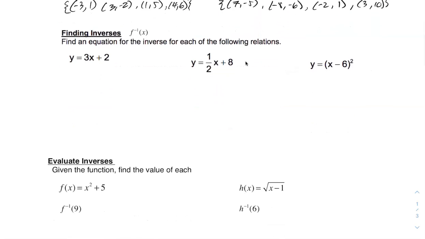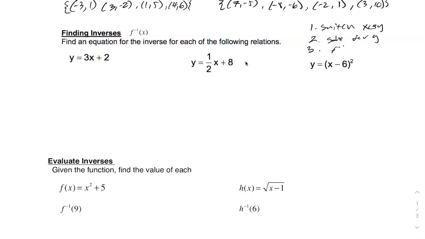Find the inverse. Now, remember the way we find the inverse is 1, we switch x and y. Well, I guess if you don't have a y, you make it a y. Let's switch x and y. 2, you solve for y. And 3, you want to put like the little inverse tag.